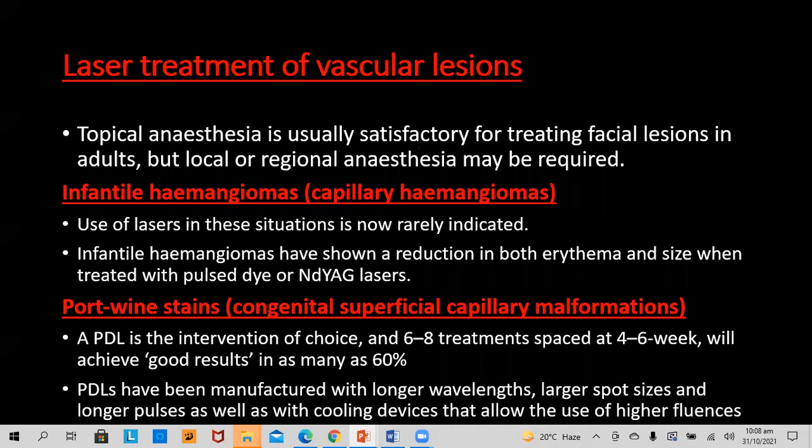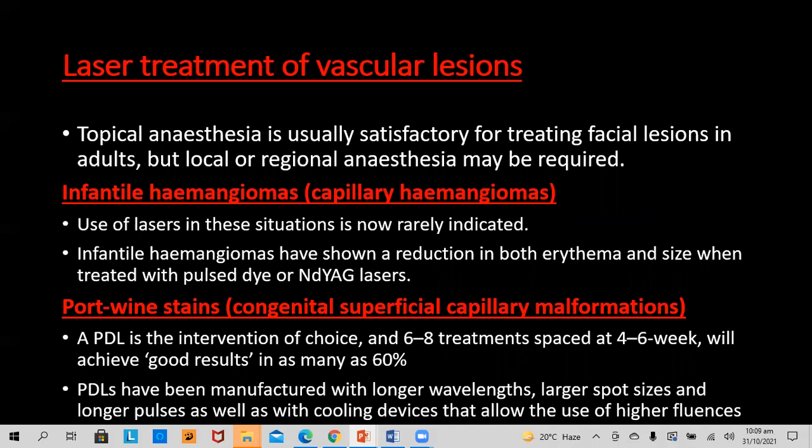For treatment of vascular lesions, topical anesthesia is usually satisfactory, but local and regional anesthesia may also be required. For infantile hemangiomas, that is capillary hemangioma, use of laser is now rarely indicated because initially such patients are treated with medical treatment, and that is with propranolol, 1 milligram per kilogram body weight, can be given for more than 6 months. Infantile hemangiomas have shown a reduction in both erythema and size when treated with pulse dye laser or ND YAG.